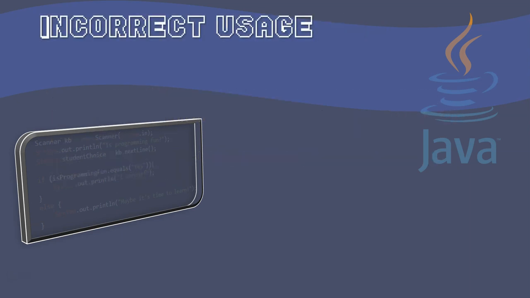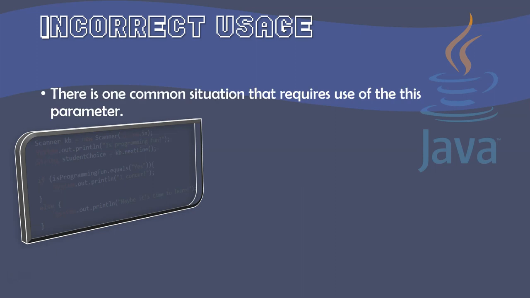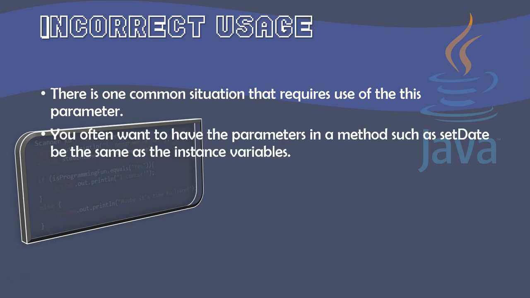Now, there are, of course, incorrect ways of using our variables. I talked about this a little bit in our last video. There's a common situation that occurs when we want to use the this parameter. Let's say the parameters of a method such as setDate are the same as the instance variables. They have the same name. So for example, name is name, age is age, etc.